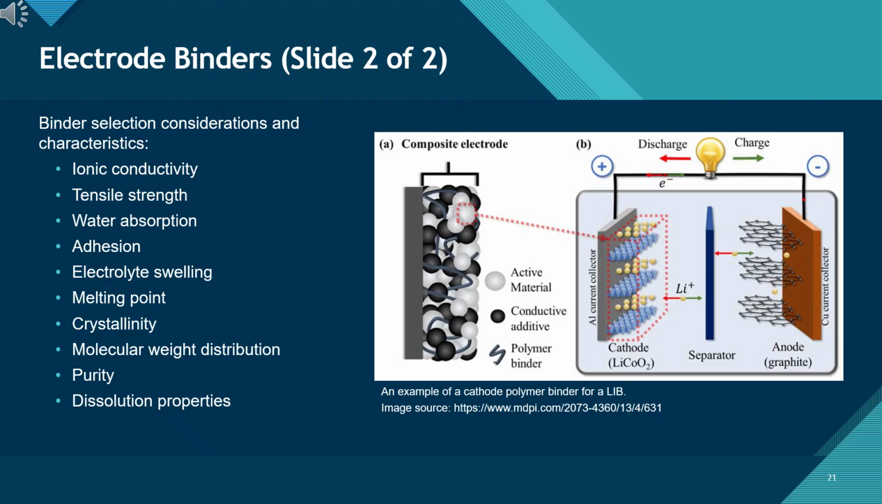Slide 2 of 2 for electrode binders. On this slide, we dive a bit deeper into the science of selecting the right binder. You will see a comprehensive list of characteristics on the left, terms like tensile strength, electrolyte swelling, and ionic conductivity. I am not going to lecture you on the definition of every single term in this video. Instead, I want you to understand the challenge these terms represent.